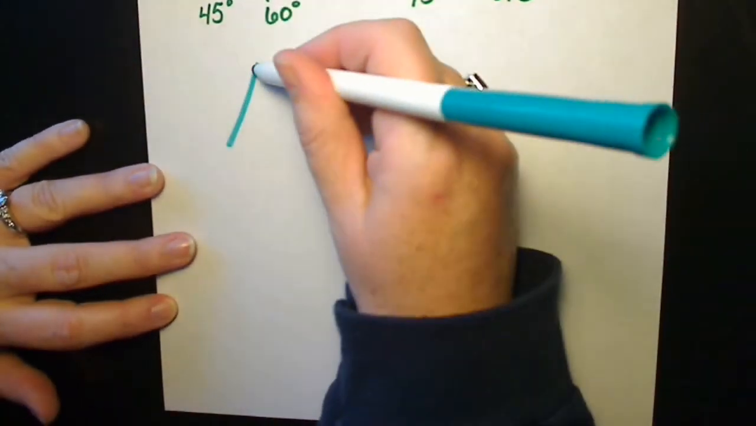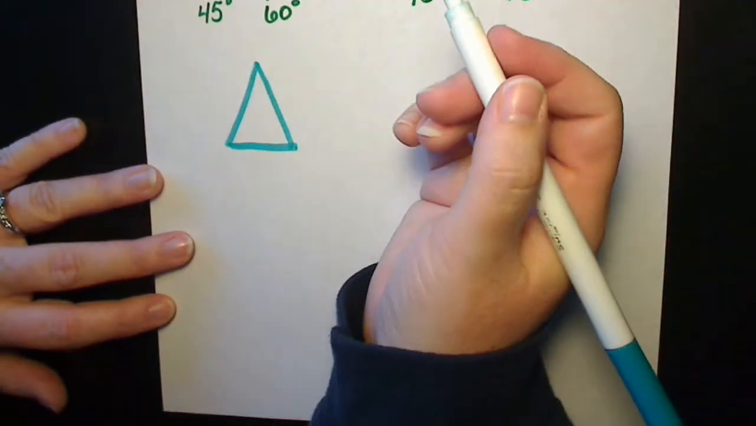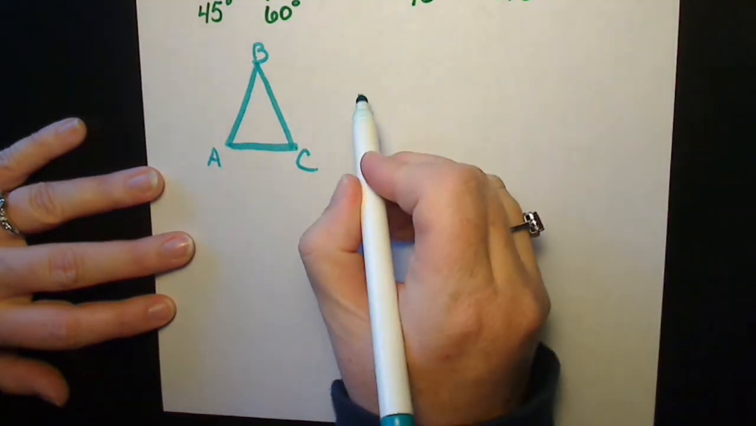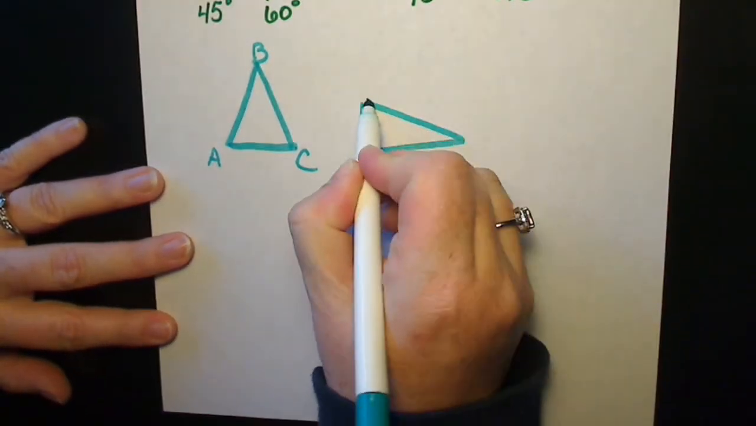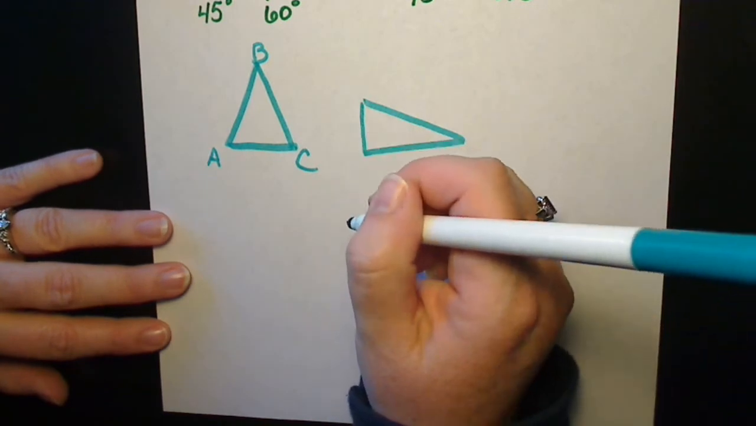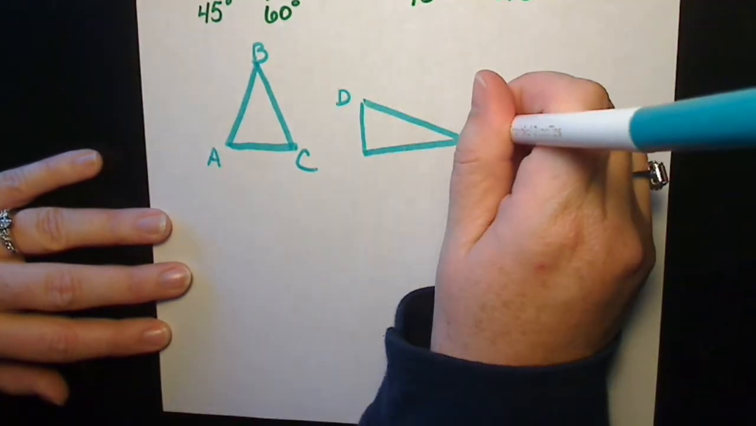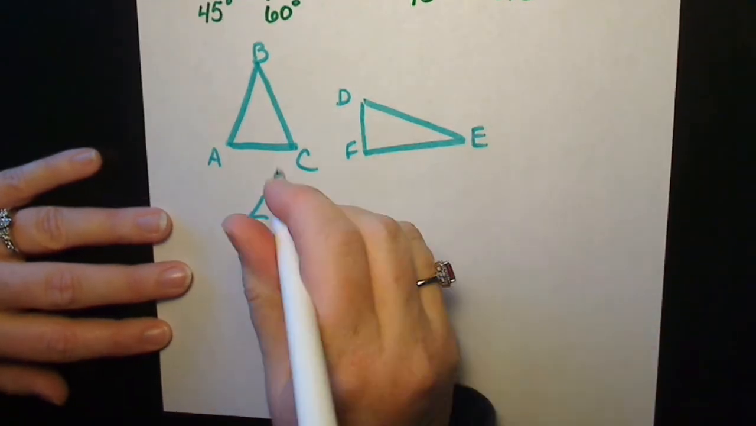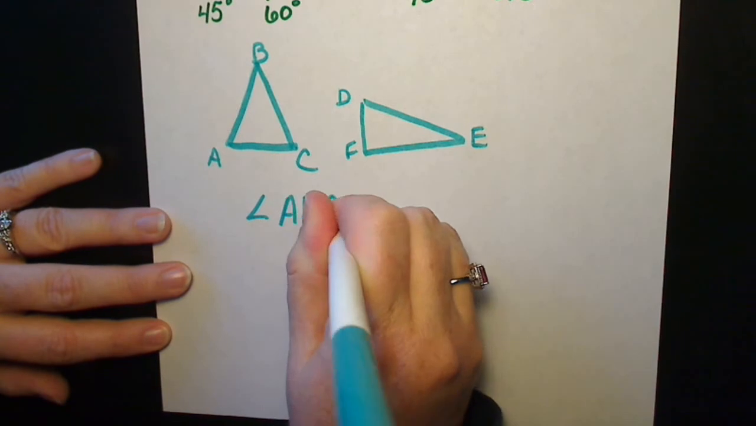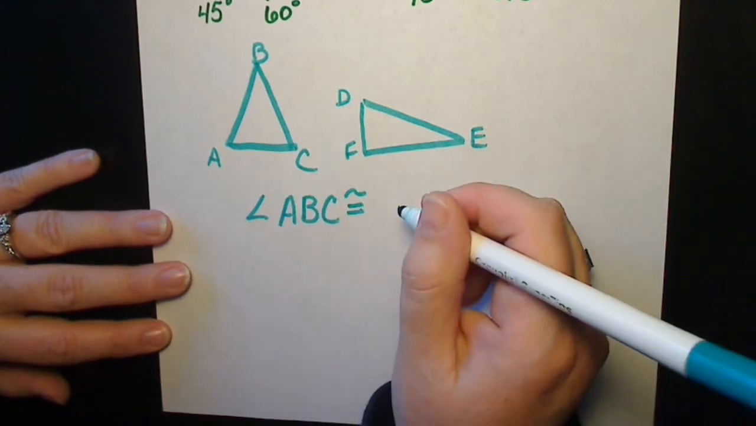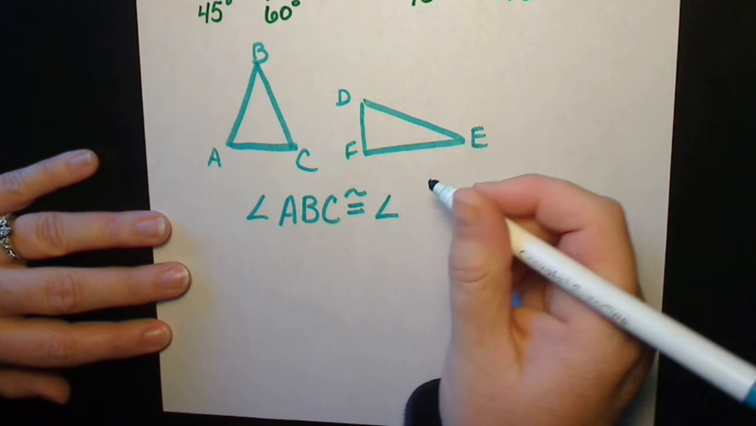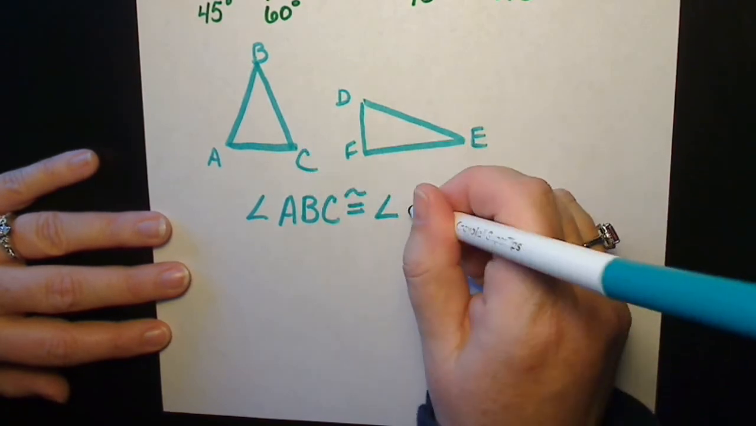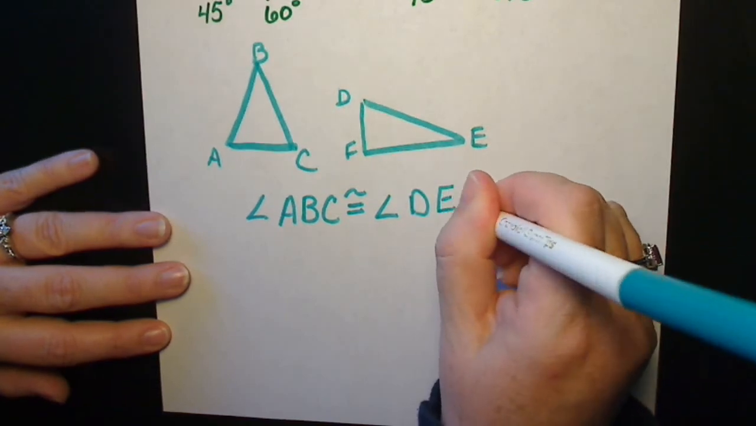I want you to look at this triangle right here, and let's say it is called ABC. And then you have this triangle here, DEF. And I said triangle ABC is congruent, similar to triangle DEF.